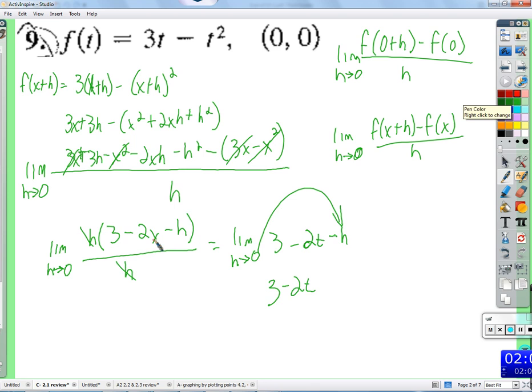Changing all these x to t's just so that the problem doesn't look as confusing. Sorry.